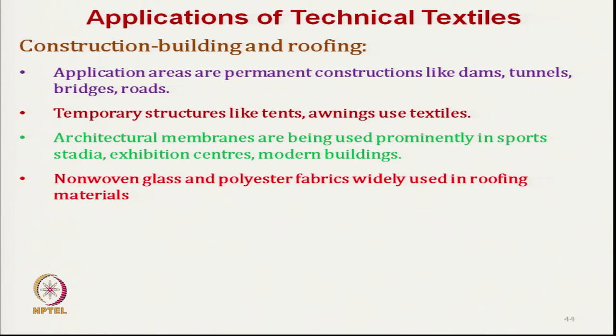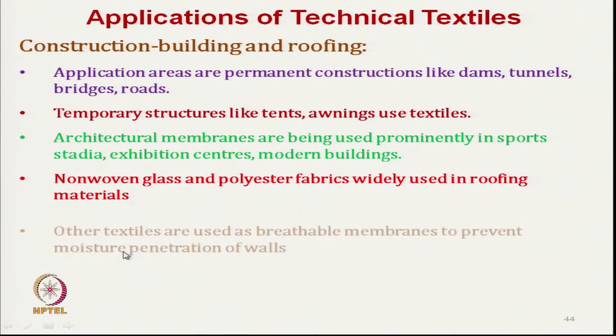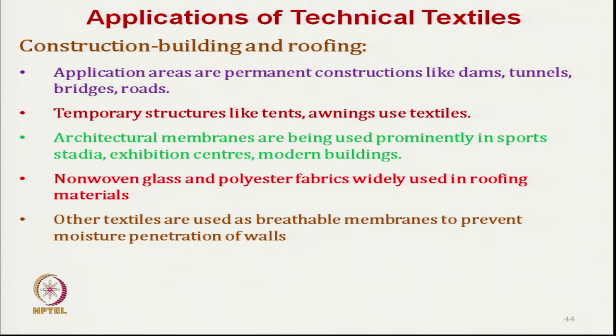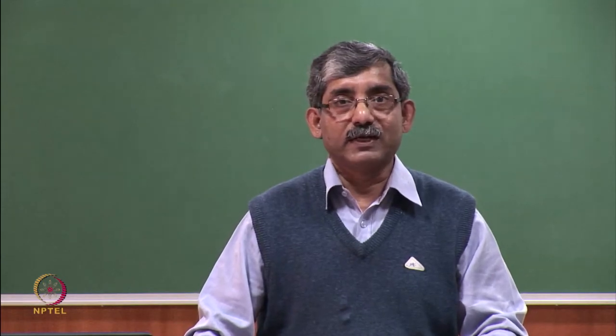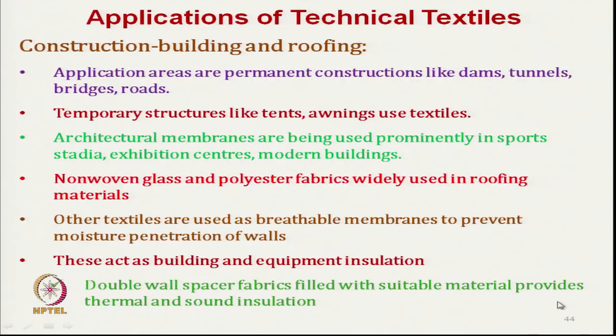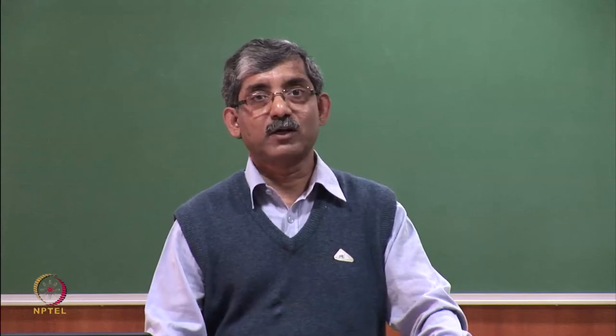Nonwoven glass and polyester fabrics are widely used in roofing. So, glass nonwovens and polyester are widely used in roofing mainly for insulation purposes. Some breathable membranes are also used to prevent moisture penetration of walls. These act as building and equipment insulation. So, all these nonwovens and membranes act as insulation materials. Double wall spacer fabrics filled with suitable material provide thermal and sound insulation. So, these spacer fabrics are used for sound insulation of a building.